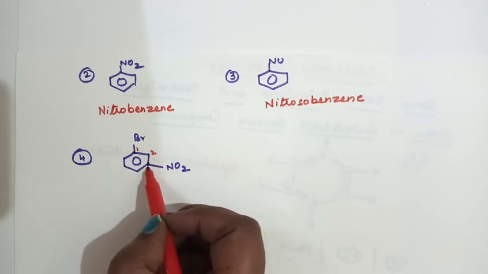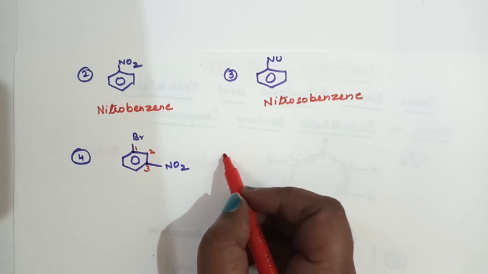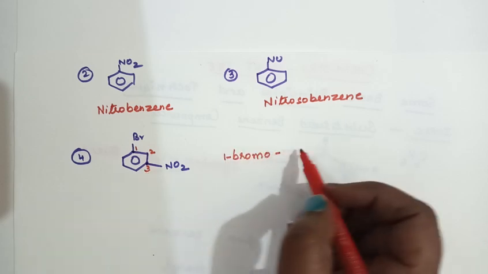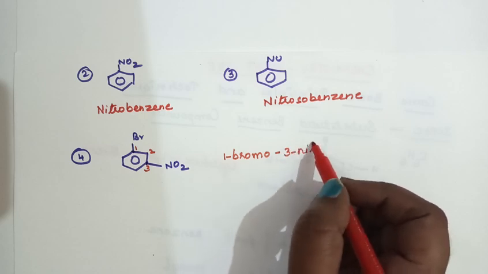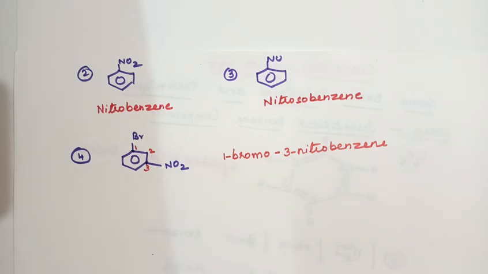1, 2, 3. So at position 1 you have bromo group. So you will write it as 1-bromo and this is 3-nitrobenzene. So this is how you will write IUPAC if two substituents are present. If two substituents are present, so first you have to number the carbon atoms according to alphabetical order and then you have to write the IUPAC name. So is that clear? So we will take some more example.